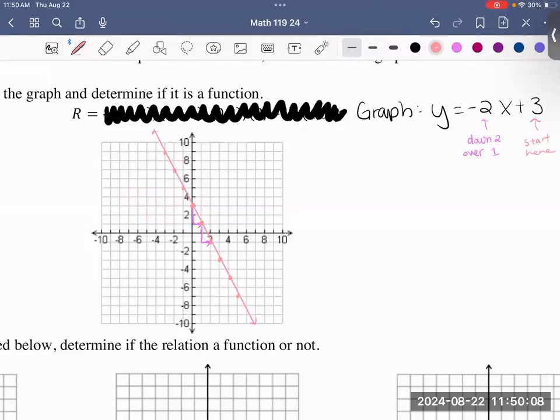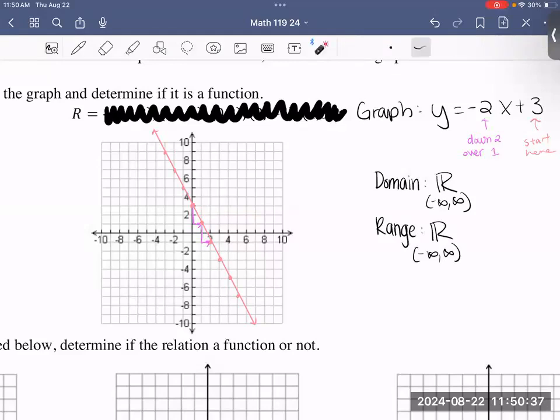So then what is your domain here? And what is your range? Now, just like last time, your domain and your range are going to be all real numbers for both, from negative infinity to positive infinity. Now, is it a function? Well, we talked about last time, lines are going to be considered functions.